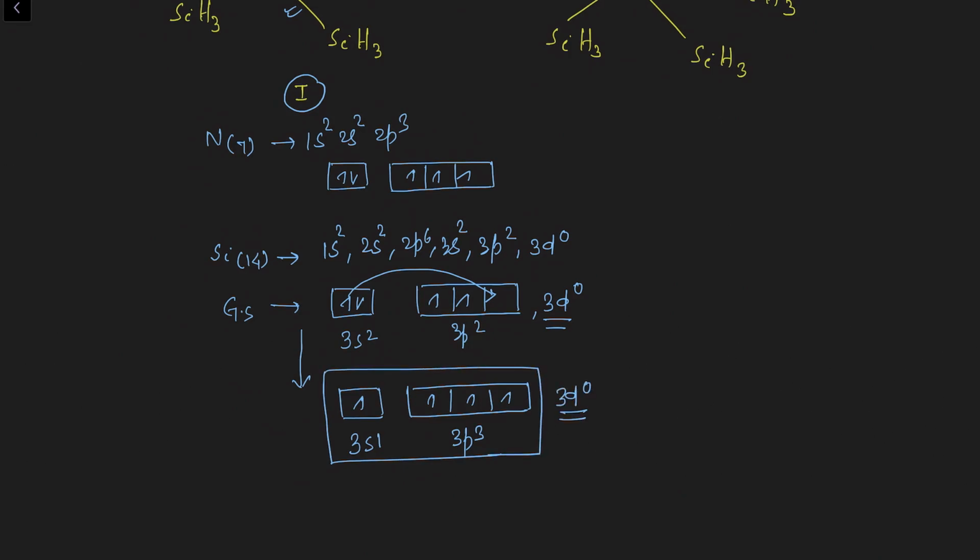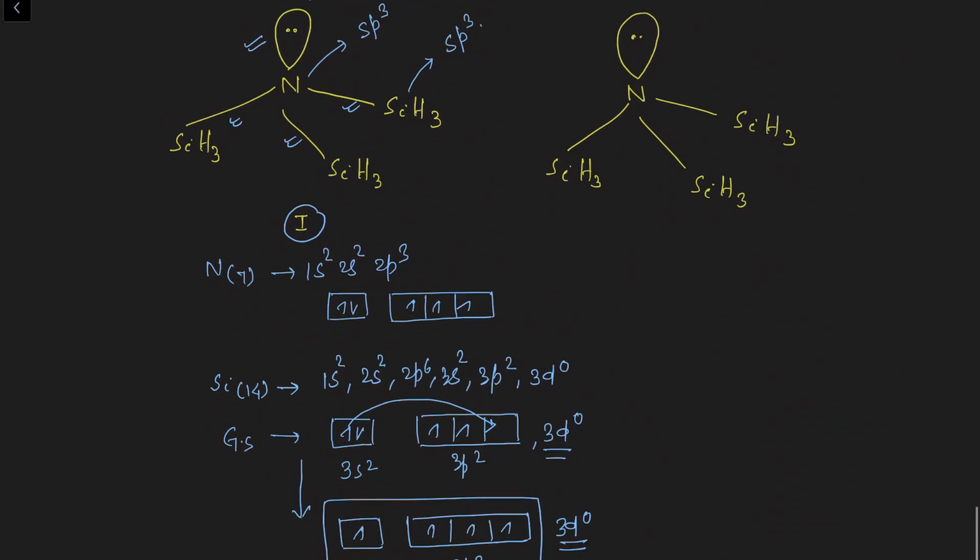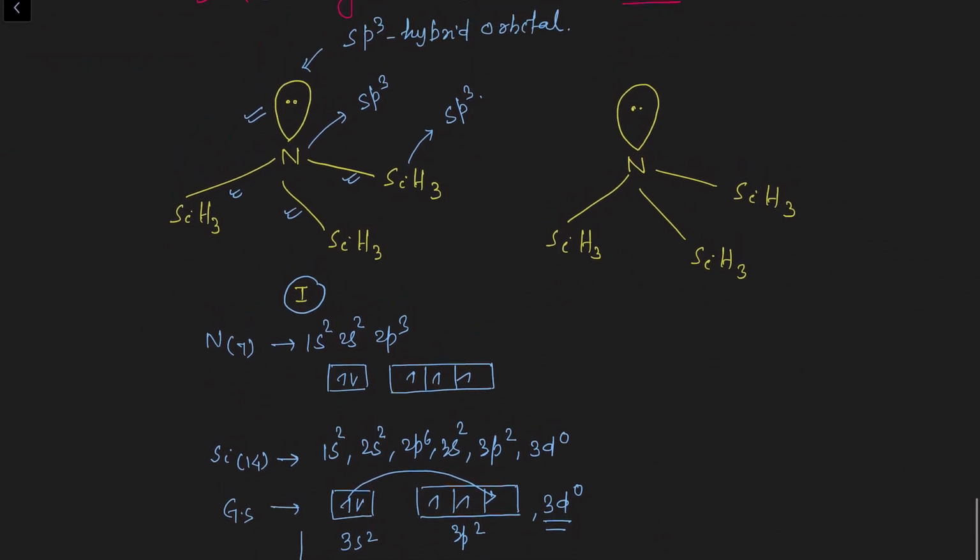Meaning, in this trisilylamine, silicon is having vacant d orbitals and nitrogen is having a lone pair of electrons in an sp3 hybridized orbital. Be careful: nitrogen is having the lone pair of electrons in an sp3 hybridized orbital.